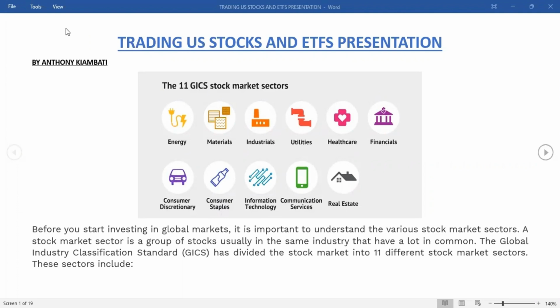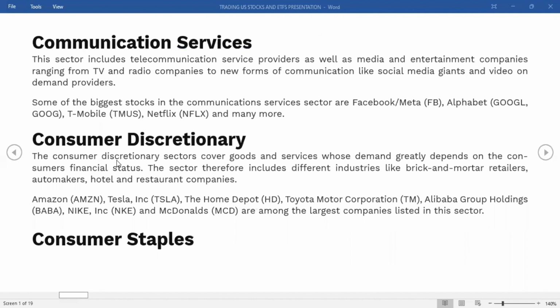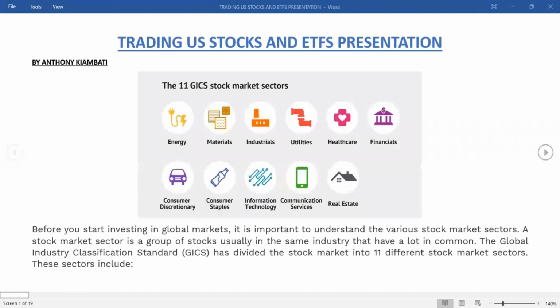The 11 sectors are the energy sector, the material sector, the industrial sector, the utility sector, healthcare sector, financials, consumer discretionary, consumer staples, information technology, communication services, and real estate. So let's go through the various sectors and what they do.